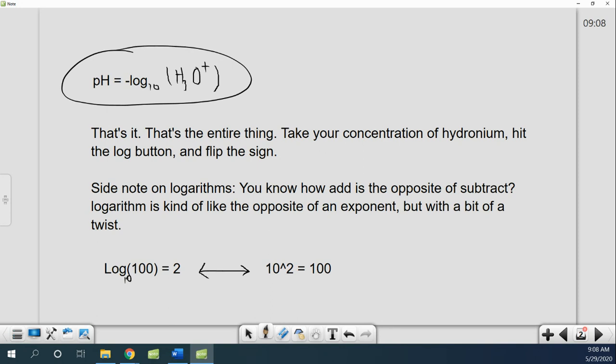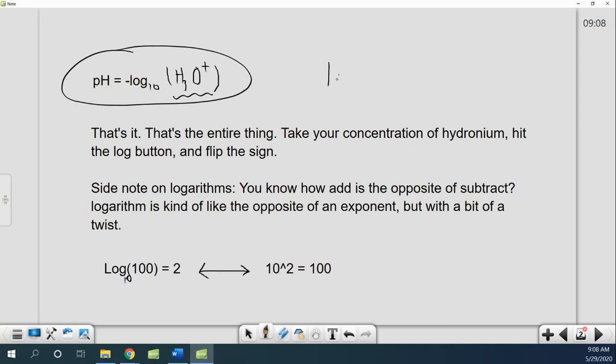And that's it right there. pH is the negative log base 10 of the hydronium ion. That's it. That's the entire thing. So you take your concentration of the hydronium ion, whatever that concentration is, you hit the logarithm button on your calculator and flip the sign, and you're done.